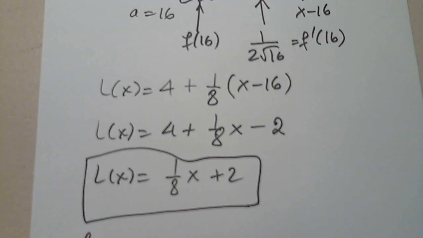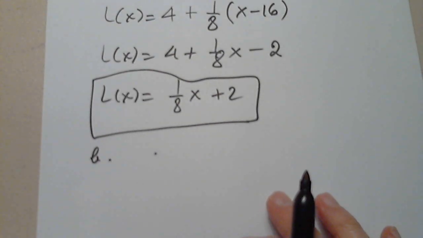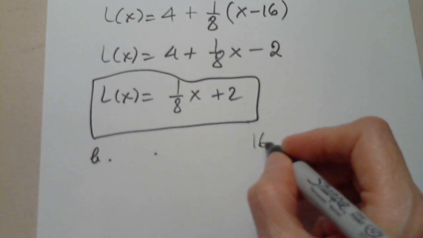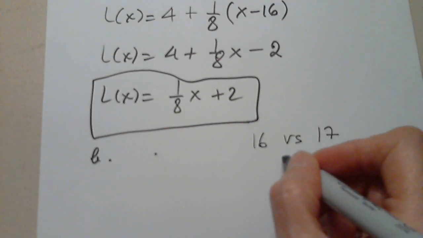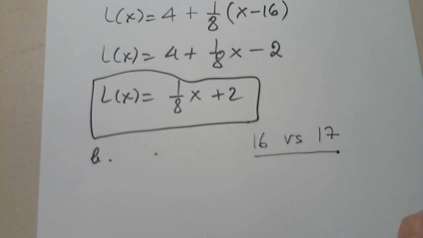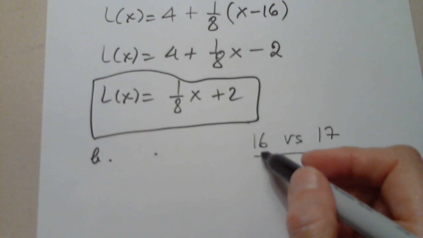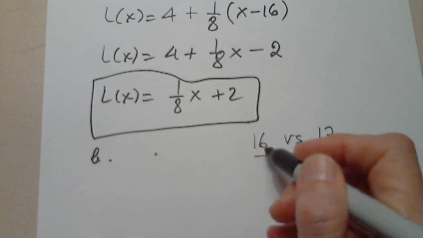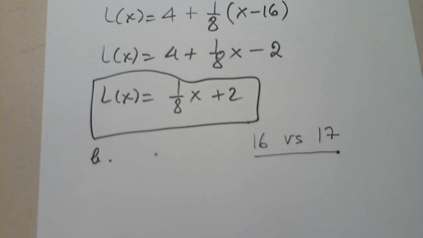Okay, so let's continue then, because there is something else in there. Use linearization to approximate the square root of 17. Okay, so 16 versus 17, they are quite far apart. So I'm not saying the error will be huge. I'm saying 17 is not close enough. For me, it's not close enough to 16. So let's see what happens.